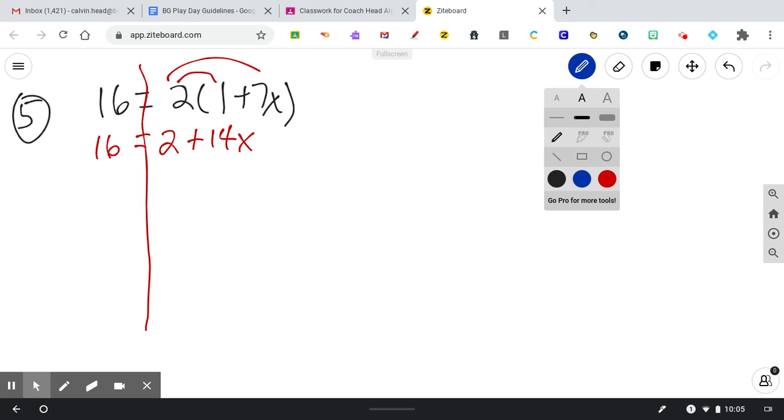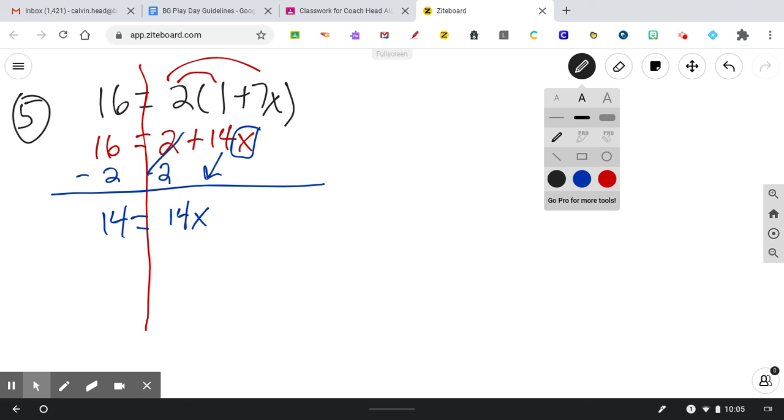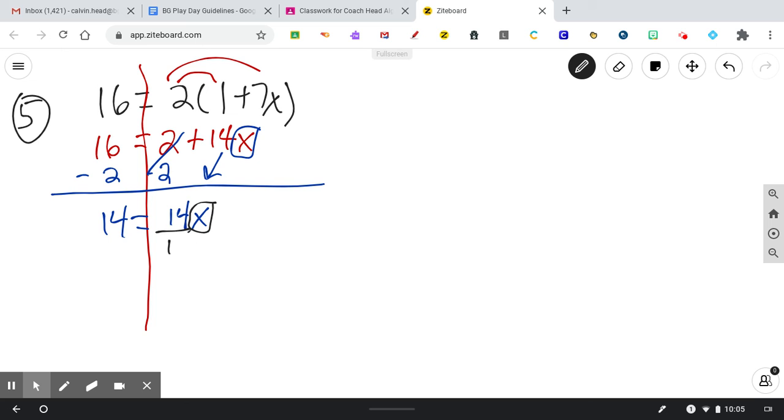Still trying to get x by itself, so I'm going to move this 2 first. It was a positive 2, so I changed it to a minus 2. 16 minus 2 is 14. Then I bring this down. Now, still trying to get that by itself, I'm going to divide both sides by 14. That cancels. 14 divided by 14 is 1. So x equals 1.